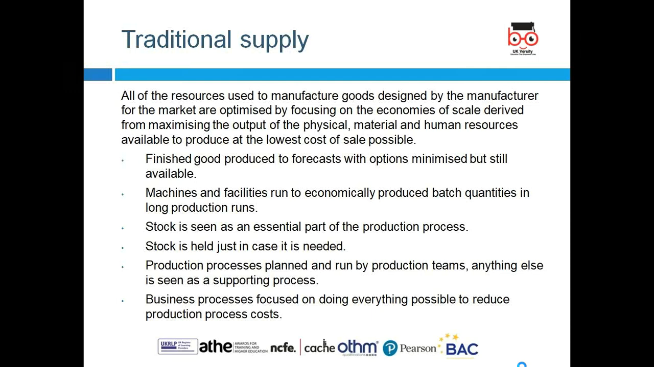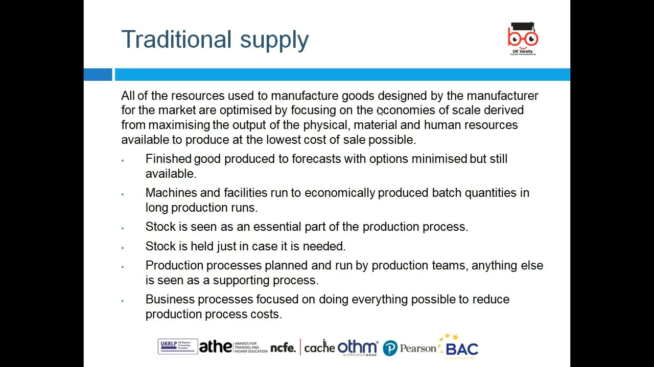Traditional supply: all of the resources used to manufacture goods are designed by the manufacturers for the market and optimized by focusing on economies of scale. So what is meant by economies of scale? Economies of scale is to minimize the cost. Of course, we need to look at our cash flow as well. Physical, material, and human resources are available to produce at the lowest cost.